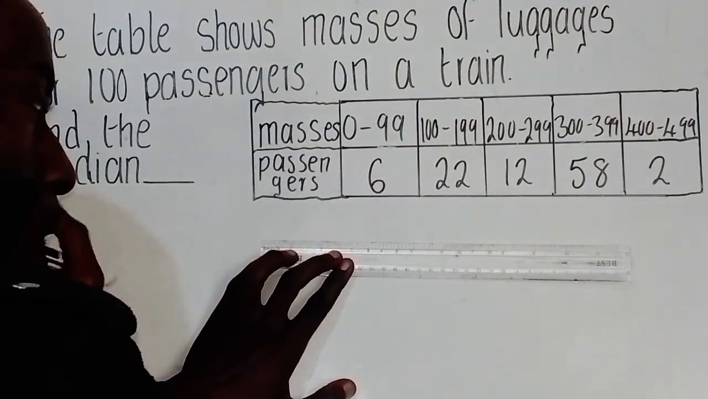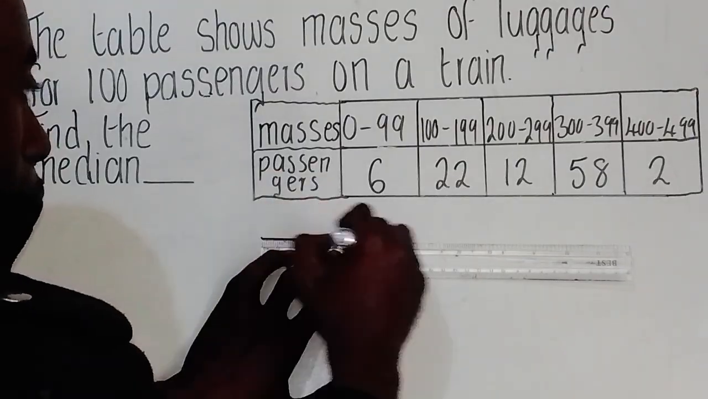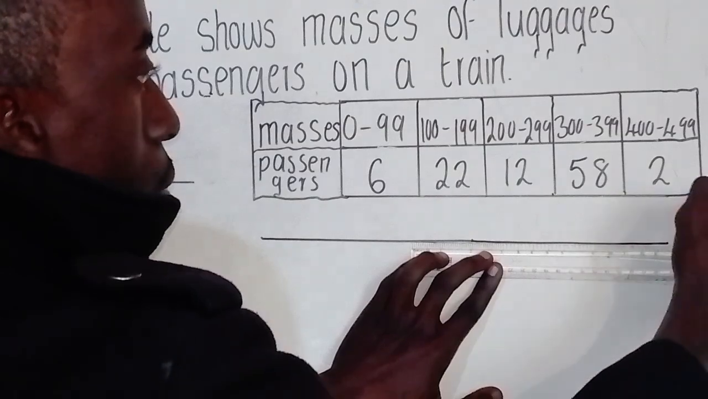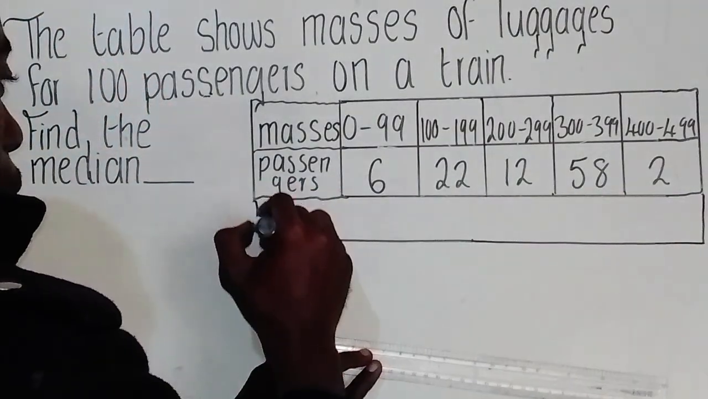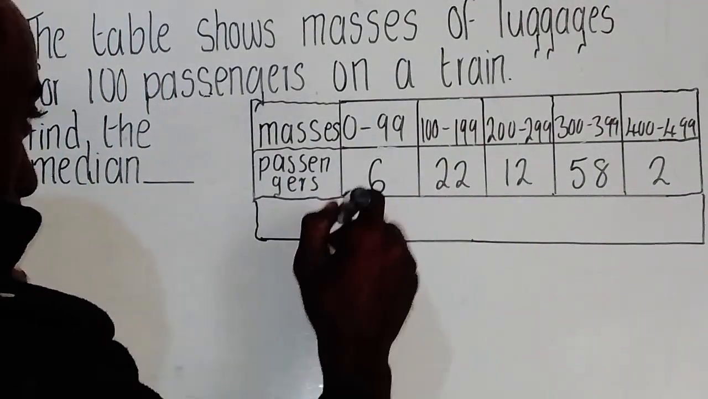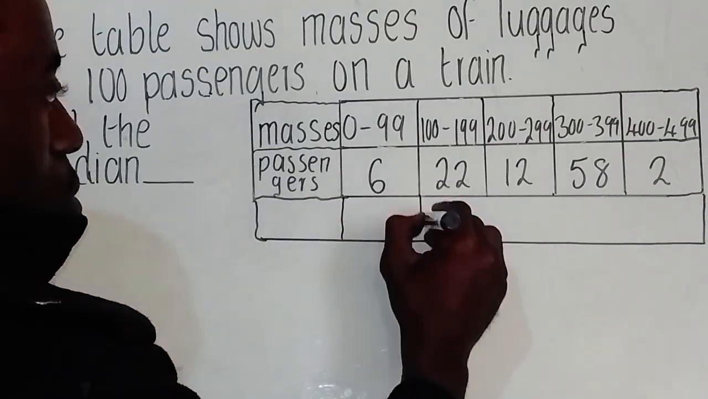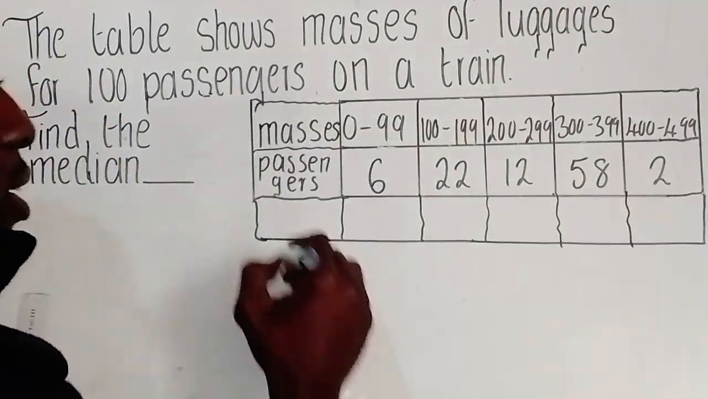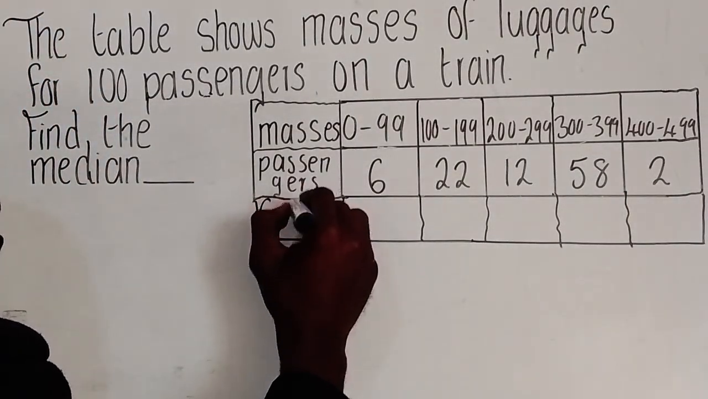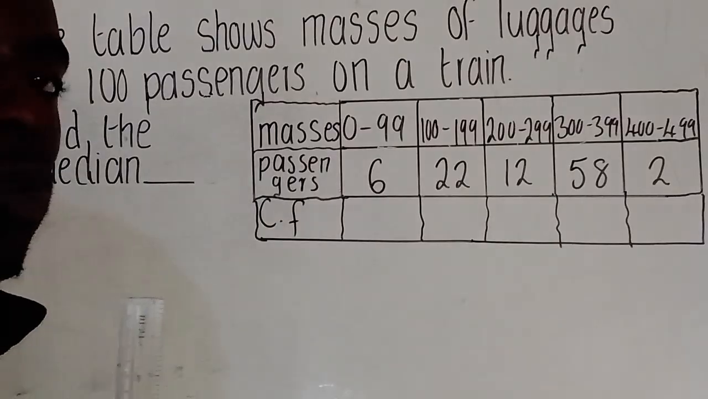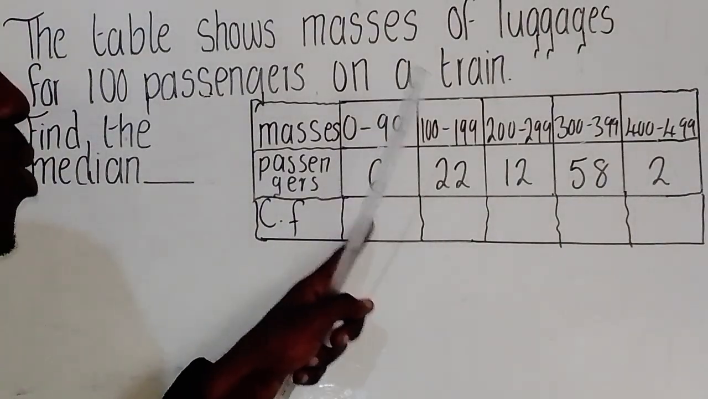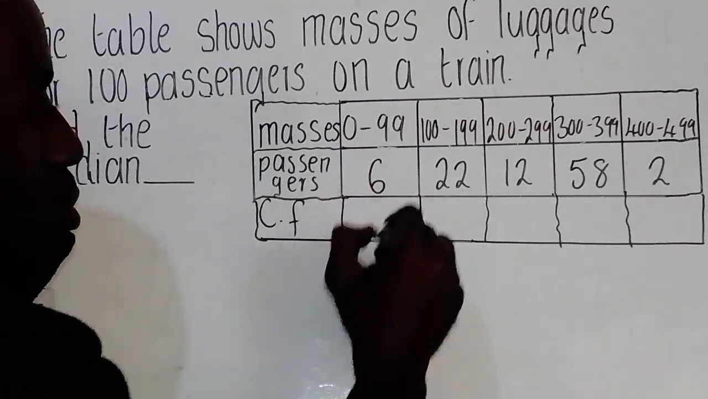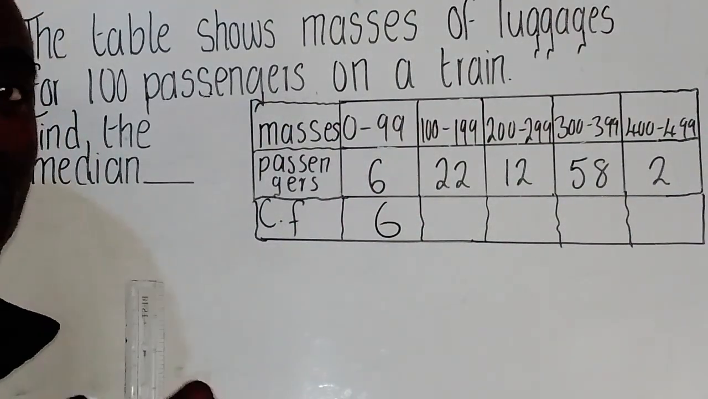So like this, okay? So this is the first step if you want to answer. So here there will be cumulative frequency like this. So the first value, it is always the first value for frequency. So this is for frequency here. So you put 6, that's the first value.